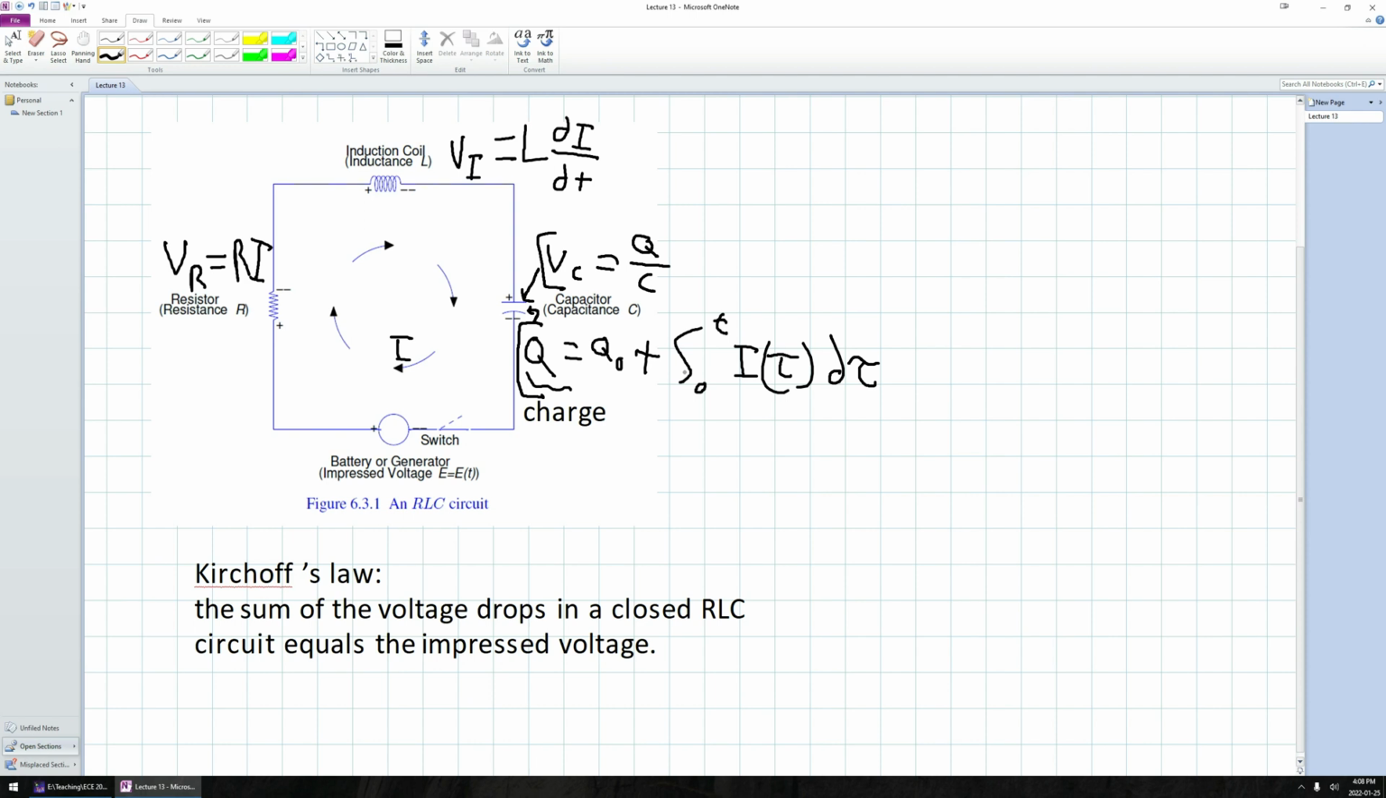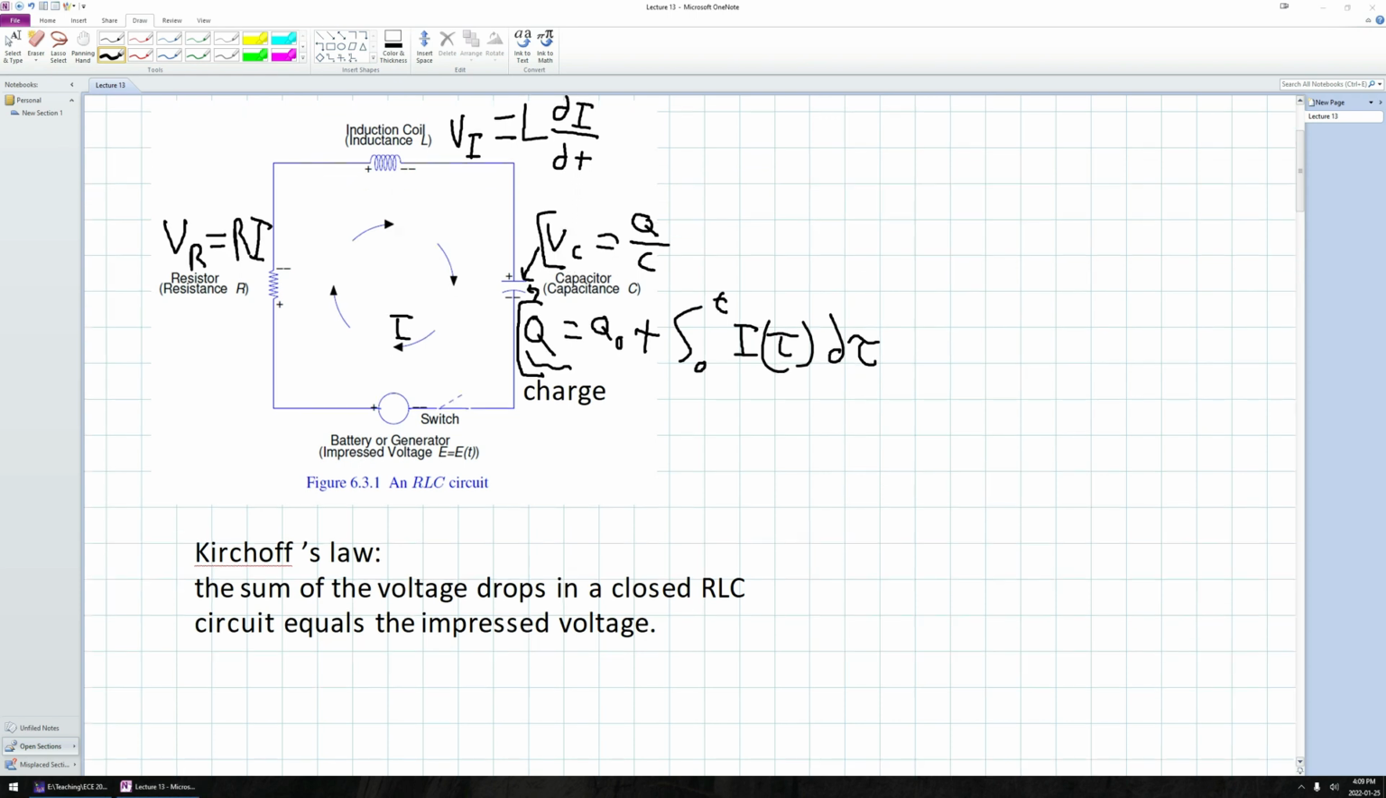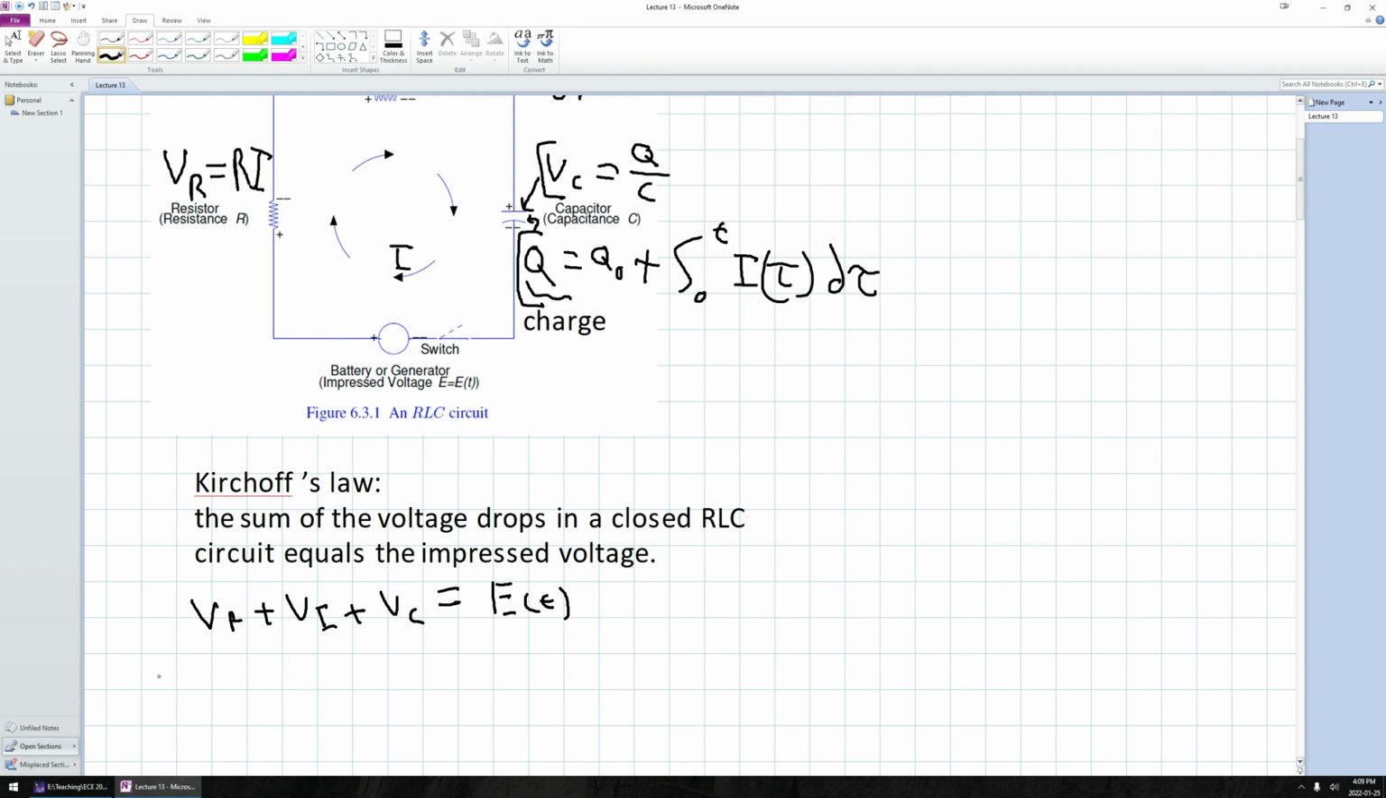One of these tells me the voltage drop itself, and the other one gives me how to compute the charge here. Okay, so now if I put all of this together, if I apply Kirchhoff's law, what happens? Well, I would get that the sum of this Ri plus this term plus this voltage drop is simply equal to whatever energy is coming from the battery, given that the switch is closed. So Kirchhoff's law will simply give me, if I put this together, my V sub R plus my V sub I plus my V sub C is equal to my E of t.